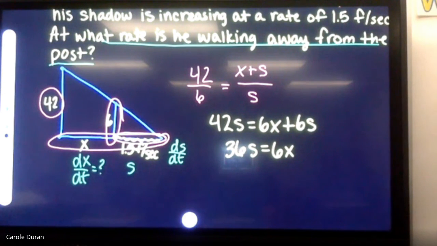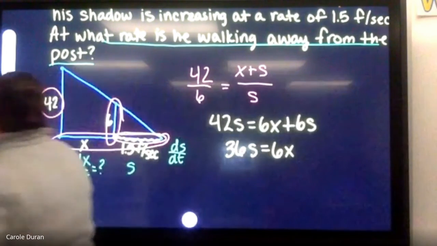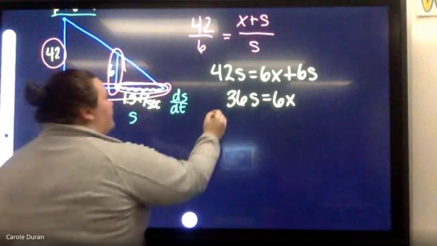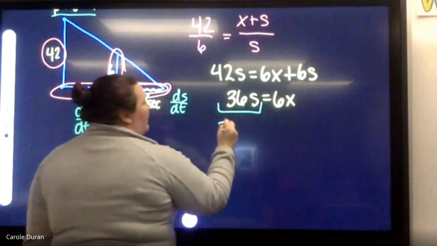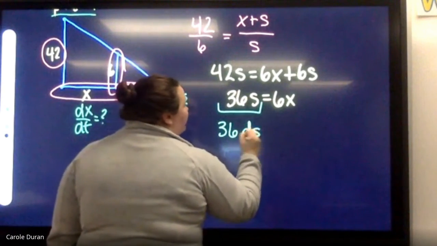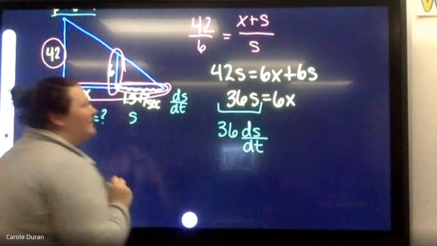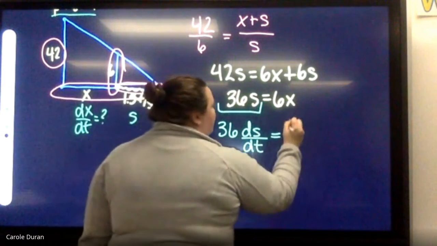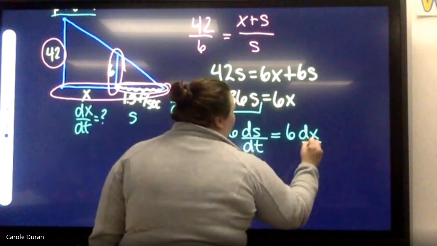Derivative. Because I'm going to be solving for dx/dt, I have to have the dx/dt that I can solve. So I'm going to need to differentiate this. When I differentiate the 36S, it becomes 36 ds/dt. When I differentiate the 6x, I get 6 dx/dt.